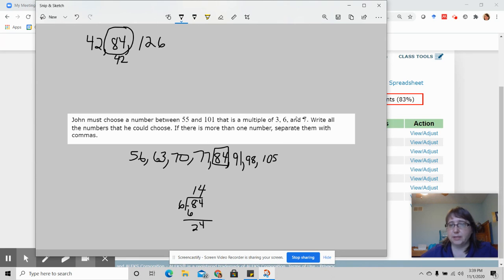So you can either list the multiples of the highest one and check the other two, or find the least common multiple and then just start listing the multiples of the least common multiple and find the ones that fall between those numbers. Hopefully that tip will help save you some maybe small mistakes and also some time.